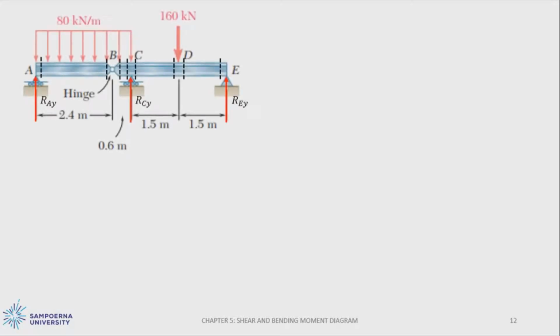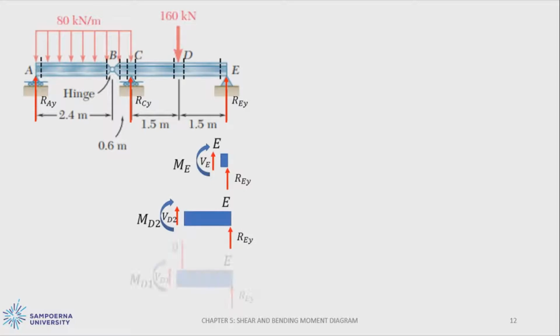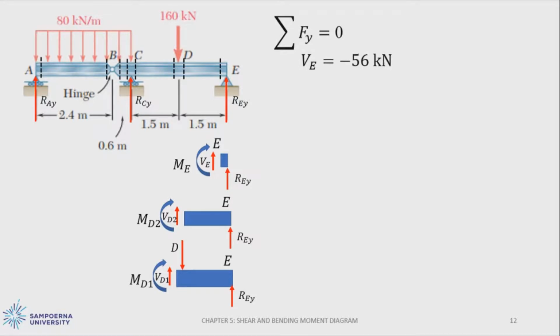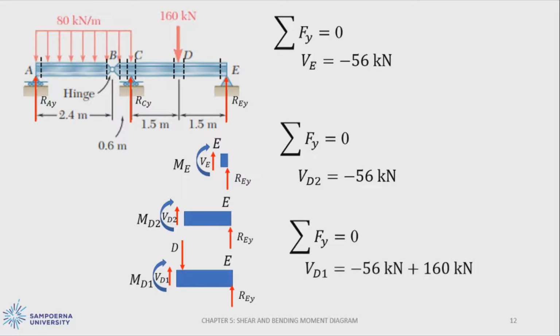And then we go to the third partition, the fourth partition, and the fifth partition. It is the same way to find the V on the beam. Minus 56 kN for VE, and we have VD2 equal to minus 56 kN. Then VD1 we will obtain 104 kN.